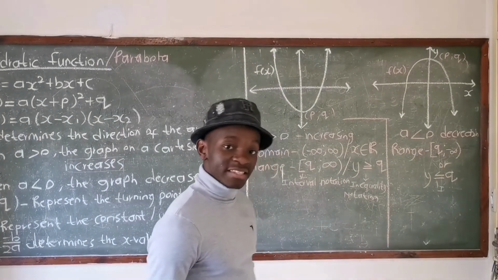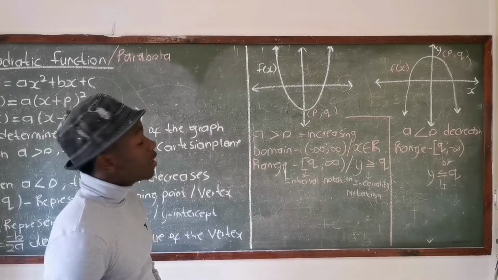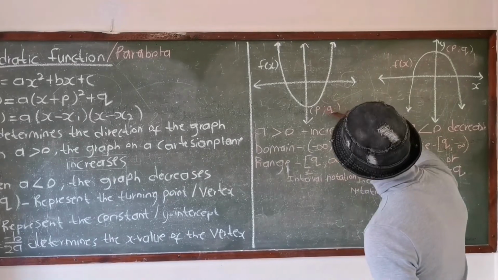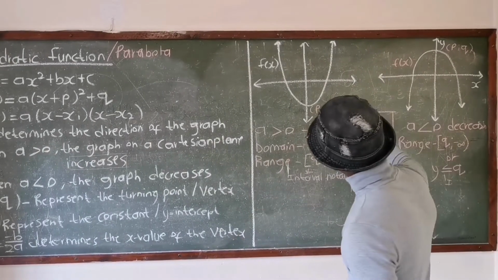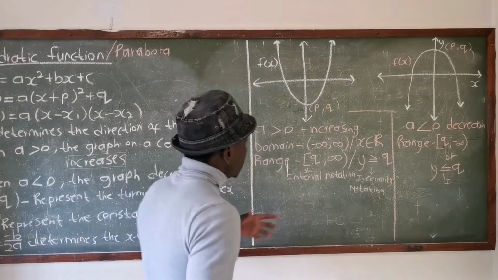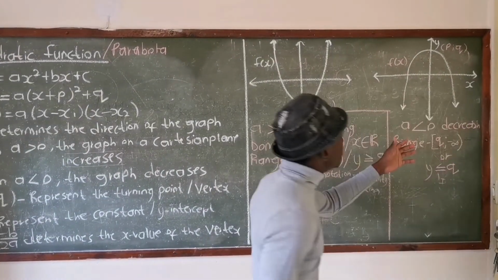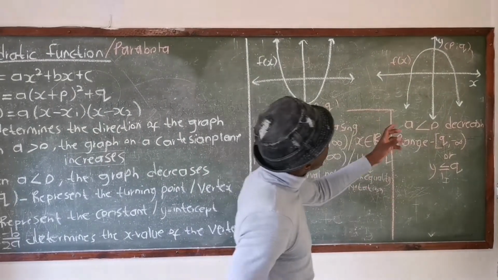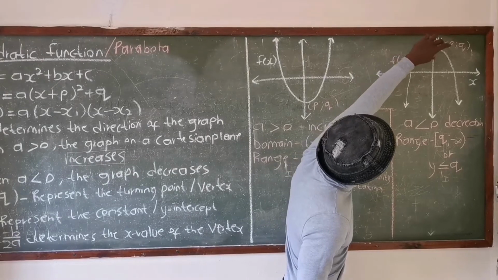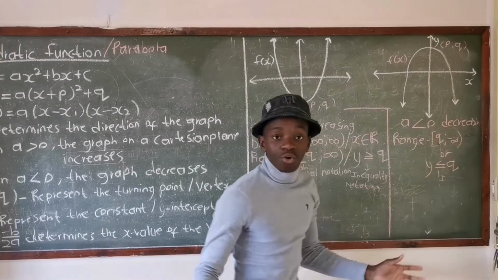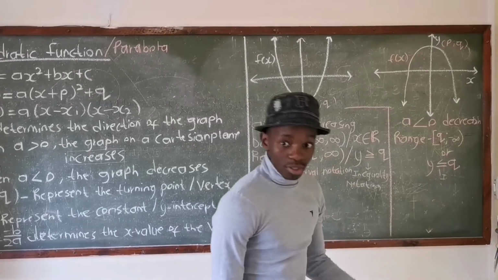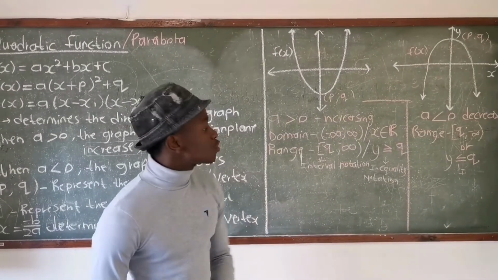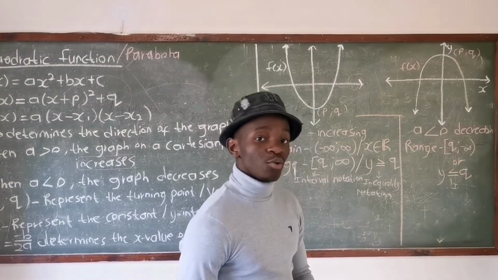Or it can either be said that x is an element of the real numbers. The range for this one, as you can see here, ranges from the value that we might be calling q, ranging from q up to infinity. And therefore, on this graph, as you can see, a is less than 0 and the graph is decreasing, where the range ranges from that positive q, or whatever the value of q might be, down to negative infinity. And therefore, it can be written in two forms, known as the interval form or the inequality form.